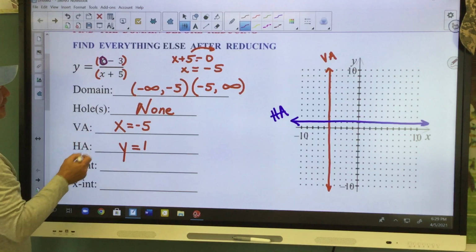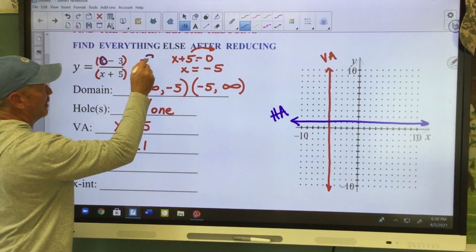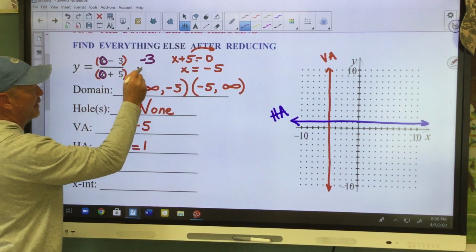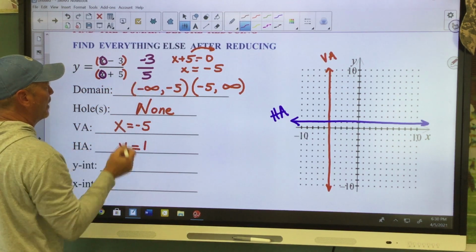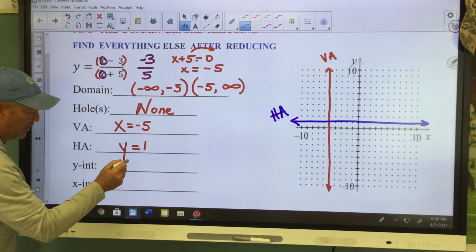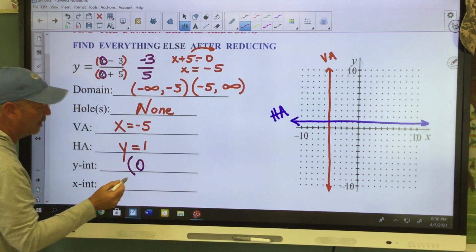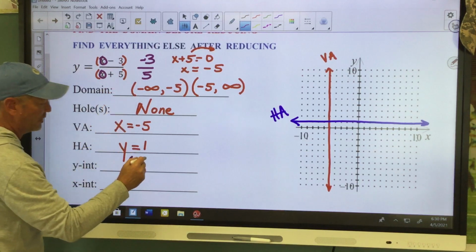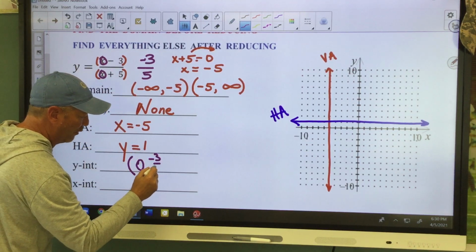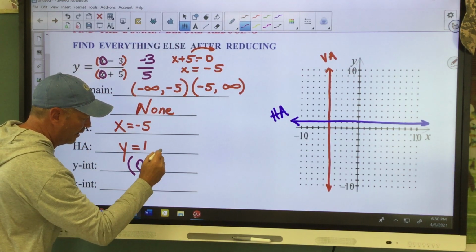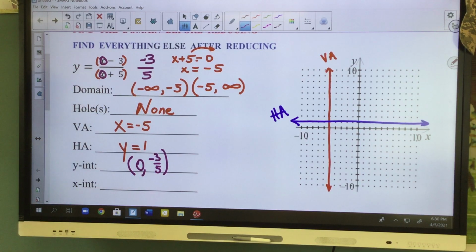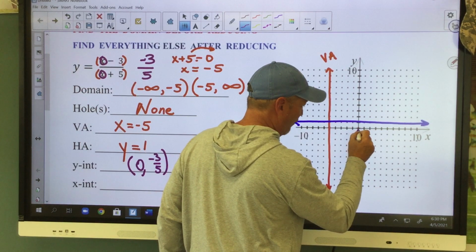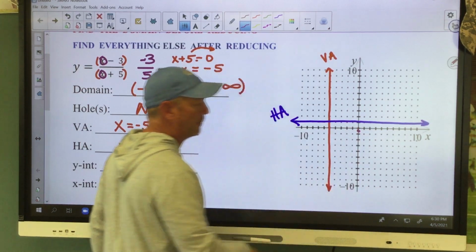0 minus 3 is a negative 3. We're going to substitute a 0. 0 plus 5 is a positive 5. So when I substituted a 0 for the x, the result was negative 3 over 5. There's my y-intercept. X is 0, y is a negative 3 over 5, somewhere about there.